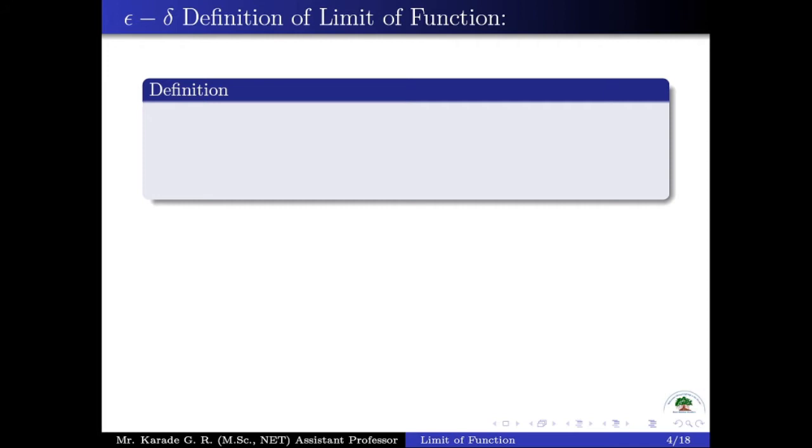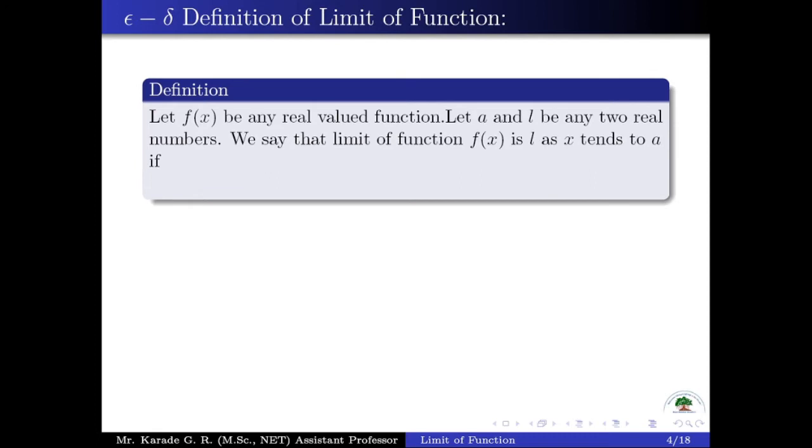We call it epsilon delta definition of limit of function. So we define this definition. Let f of x be any real valued function. Let A and L be any two real numbers. We say that limit of function f of x is L as x tends to A if the part which is coming after if is very important. So what is that part?